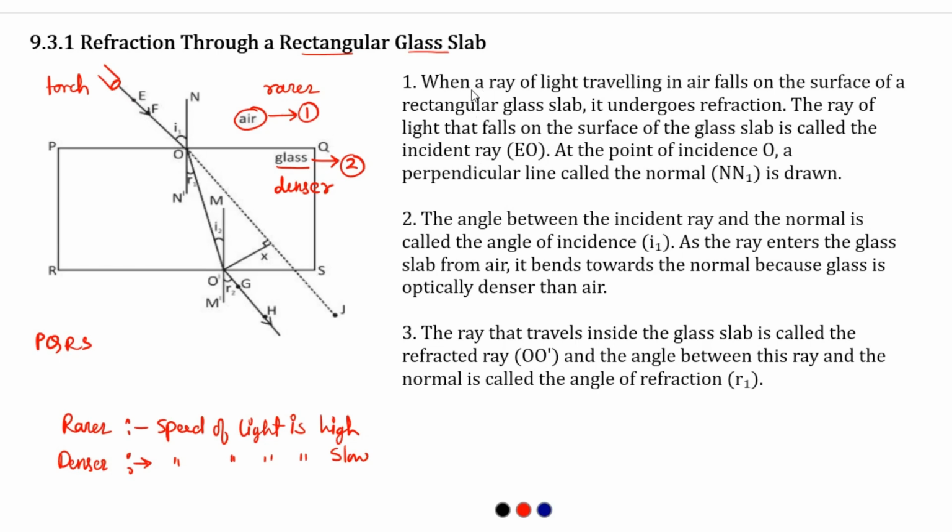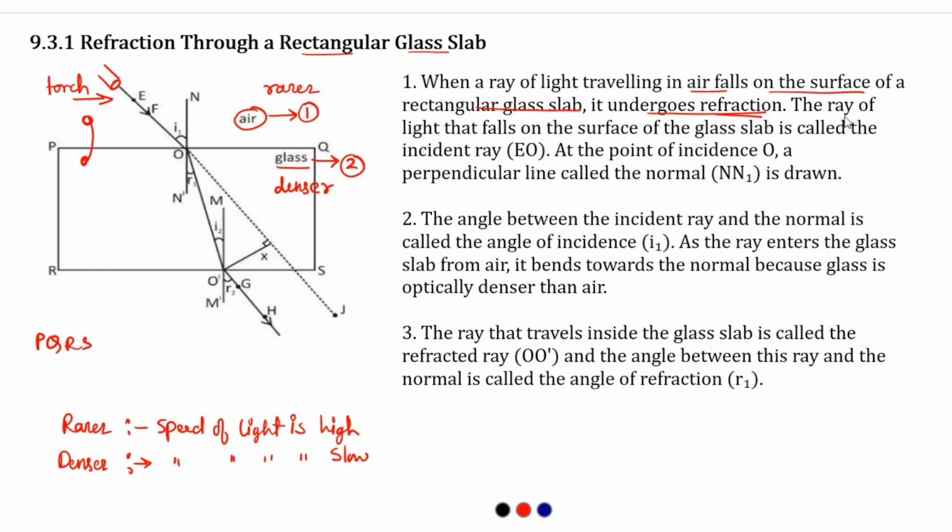So see the experiment. When a ray of light traveling in air falls on the surface of a rectangular glass slab, it undergoes refraction. So whenever the light ray falls on this glass slab, here the light was in the air, but once it falls on the glass slab, it enters into the solid medium. Glass means solid. So therefore the medium is changing. The light is entering from one medium to another medium. And here the process takes place which is called refraction. So the light undergoes refraction.